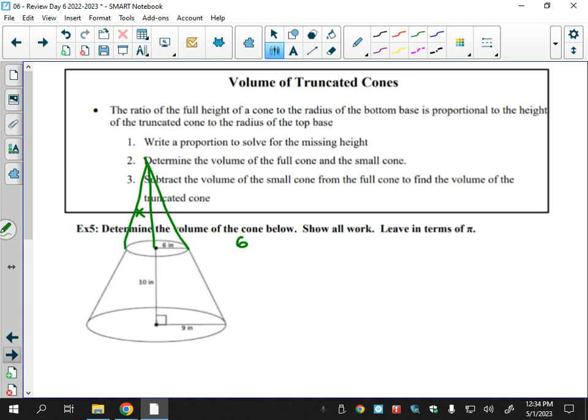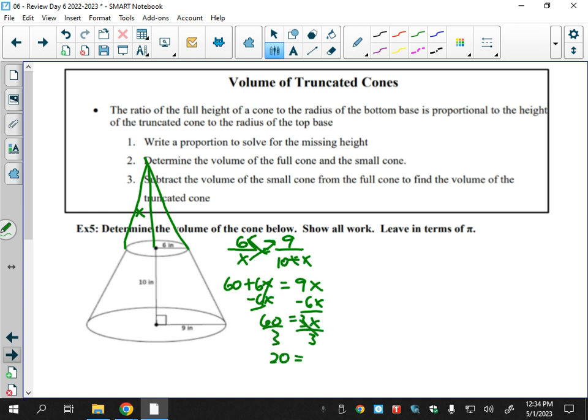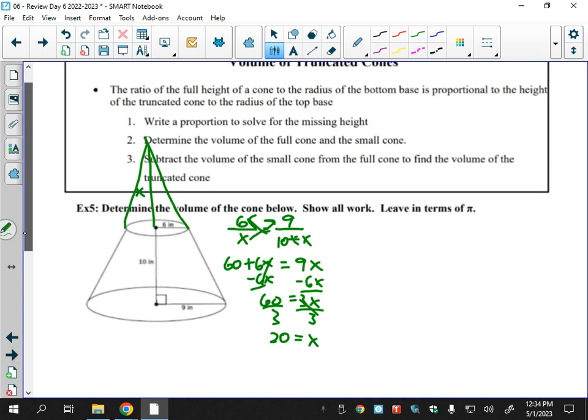So make a ratio. 6 to x is equal to the radius of the full cone, 9, to the full height, which would be 10 plus x. Then we can cross multiply. 6 times 10 is 60. 6 times x is 6x. And that's going to equal 9x. Solve for x. 60 equals 3x. Divide both sides by 3. We get 20 equals x.